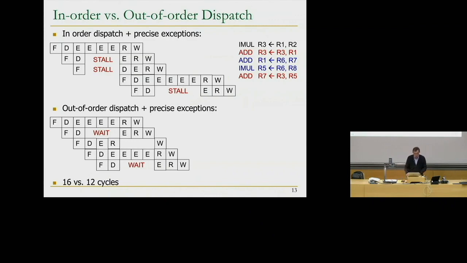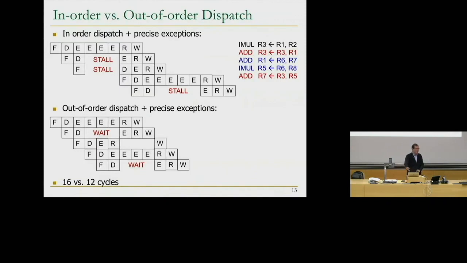But this will come at a cost. Okay. And of course, this is just a toy example, right? If you actually look at a lot of dependencies and very long latency instructions, the benefit of out-of-order execution has been shown to be very high compared to in-order execution. Okay, so what do we need to do to enable this?